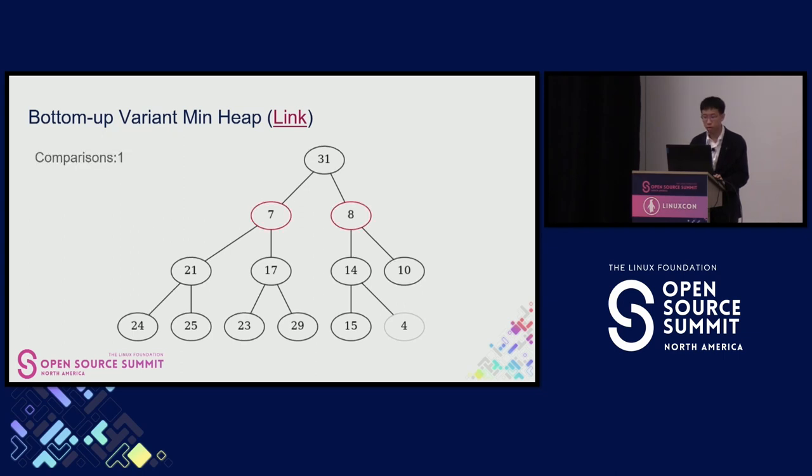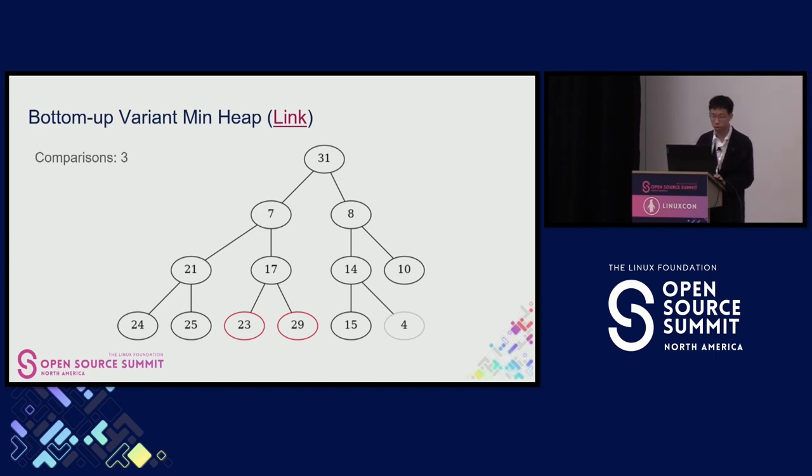Then instead of comparing three nodes per level, we only compare two children per level. So we compare 7 and 8, and we find that 7 is the smaller node, so we go to the left. Then we compare 17 and 21, and we find 17 is the smaller, so we go to the right, and by doing so we continue until we reach the leaf.